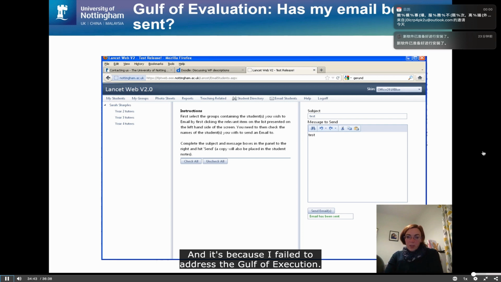And it's because I failed to address the gulf of evaluation. This system and me working together didn't quite align, and so there was a gulf in my understanding. And the reason was because my expectation was that when I sent a message, the message would disappear from the screen. If we think about most common email systems, when you send a message, let's say I send one on my iPhone, it makes a little whoosh type noise when the email goes as well. So I've got a couple of extra cues.